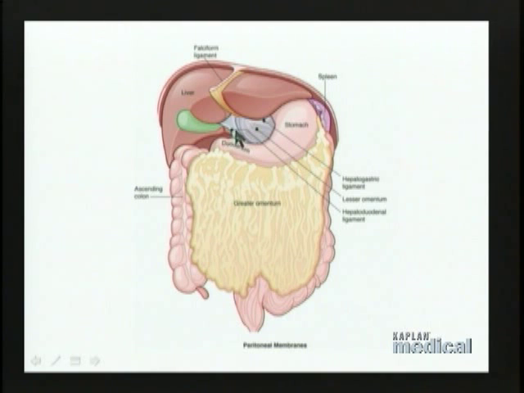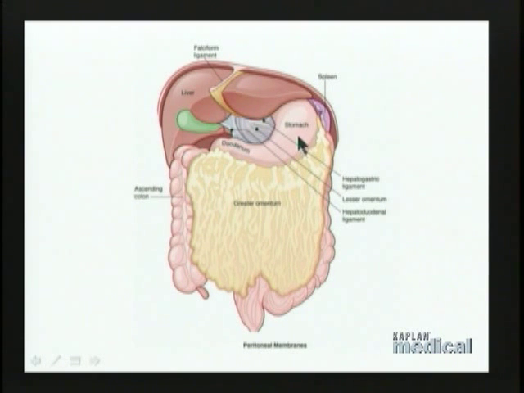The smaller portion of the lesser omentum, which is between the liver and actually the duodenum, transition from stomach to duodenum occurred right about here. That's where the pylorus would be. So that part of the lesser omentum is called the hepatoduodenal ligament.